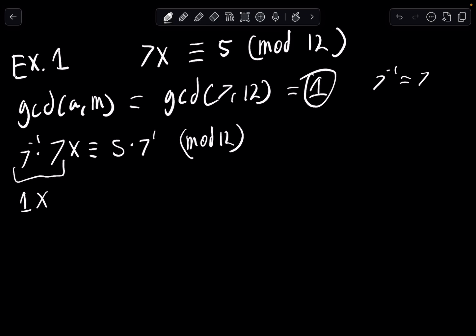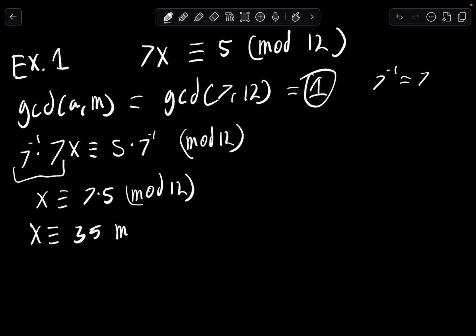This becomes 1x, which we can just get rid of the 1, obviously, and have it equal 5 times the modular inverse of 7, which is just 7. 7 times 5 is 35. I'll write that in the next line, though. This is what we have right now. Let me do this, and we have 35 in mod 12.